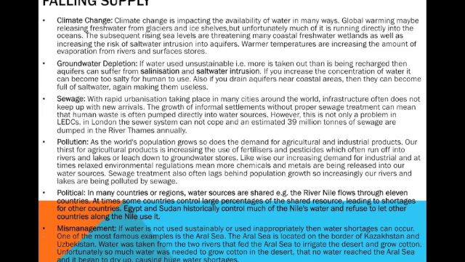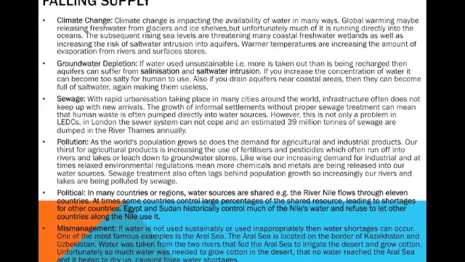Sewage. With rapid urbanization taking place in many cities around the world, infrastructure often does not keep up with new arrivals. The growth of informal settlements without proper sewage treatment can mean that human waste is often pumped directly into water sources. However, this is not only a problem in LEDCs. In London, the sewer system cannot cope, and an estimated 39 million tons of sewage are dumped in the River Thames annually.